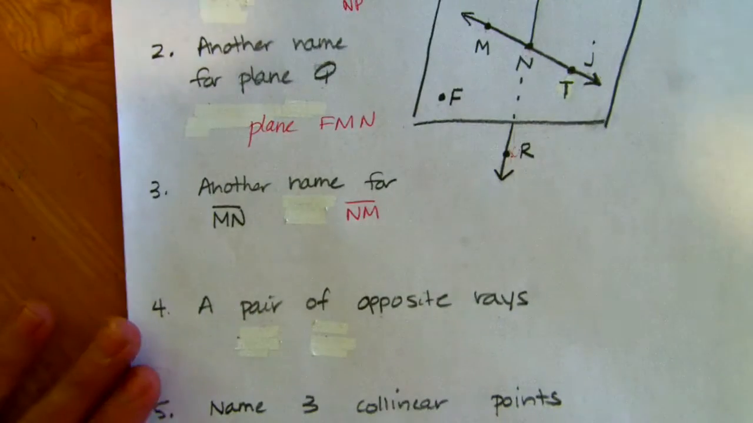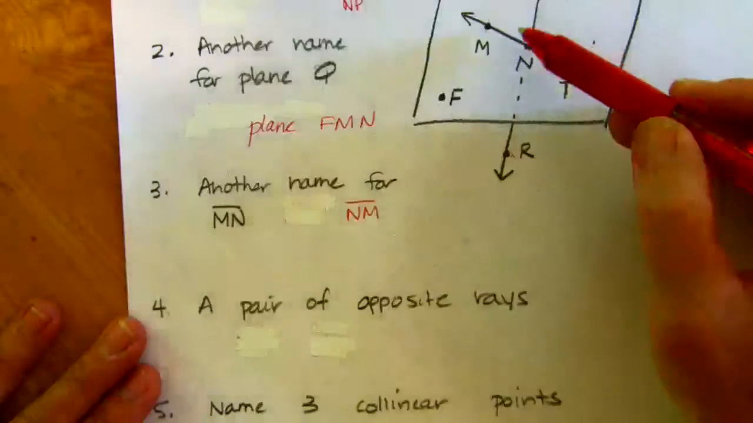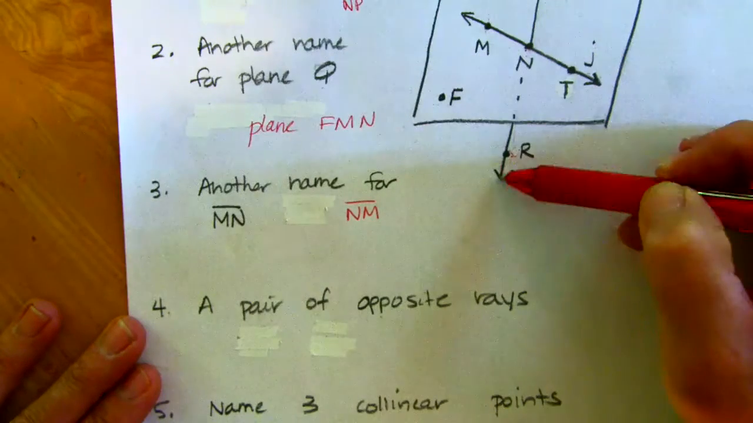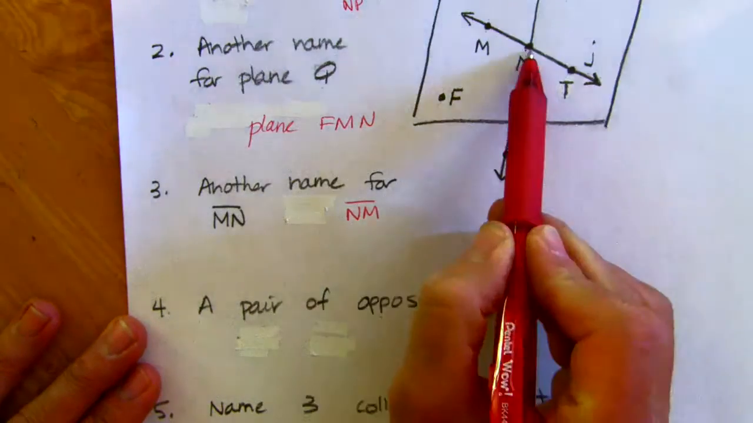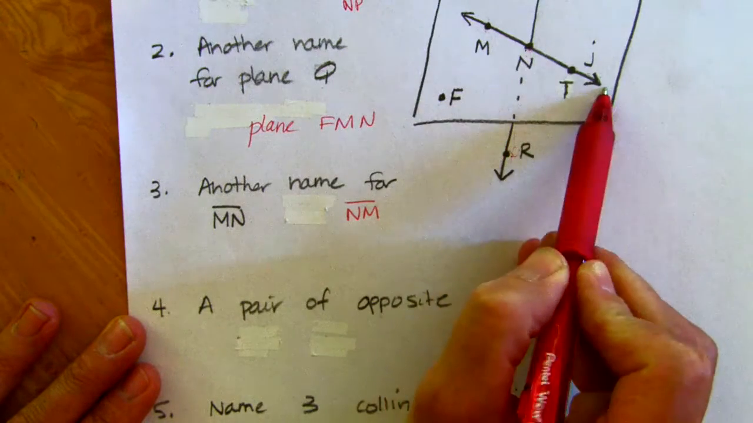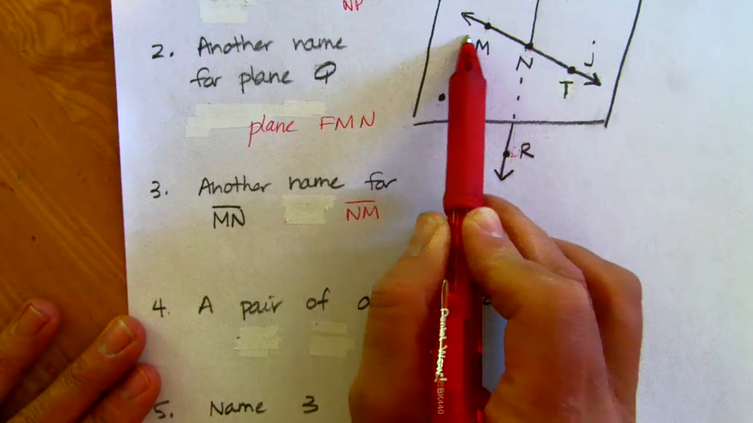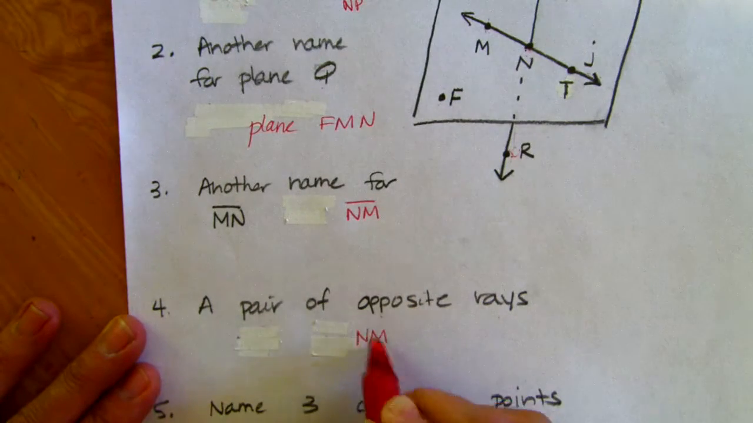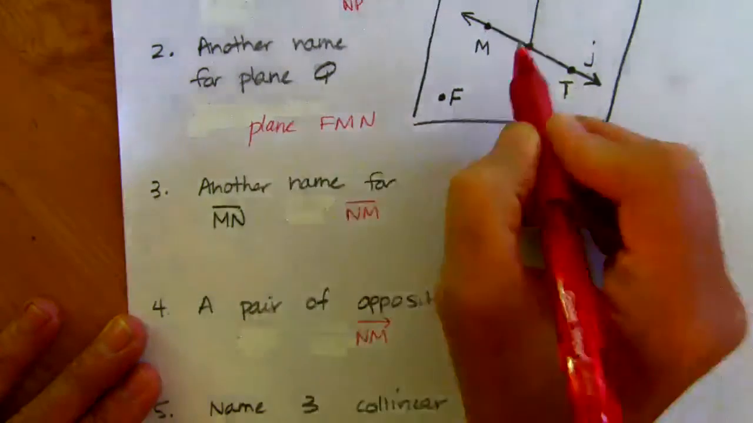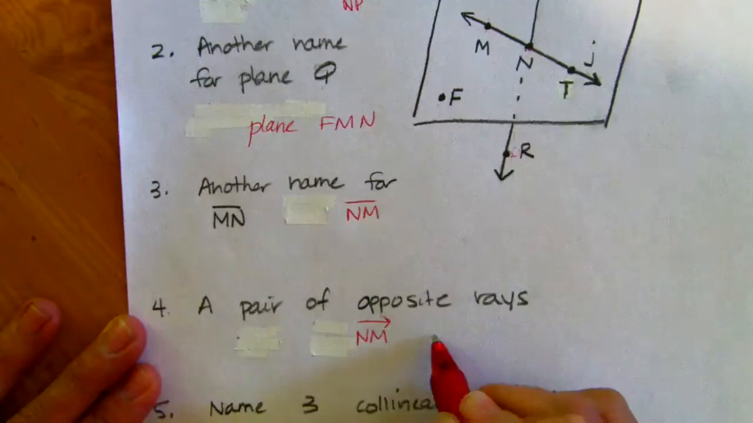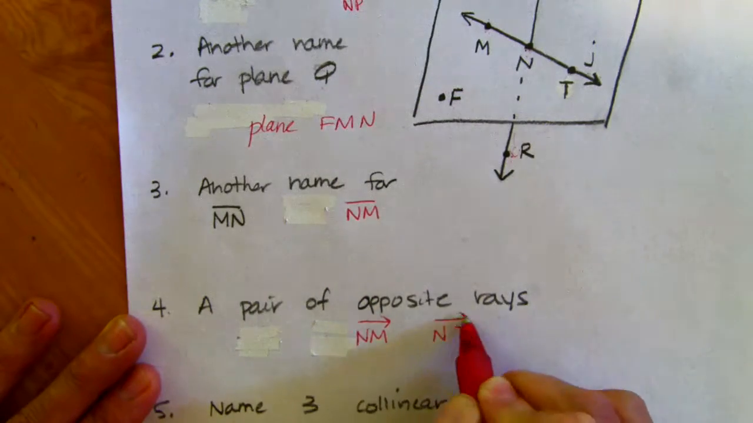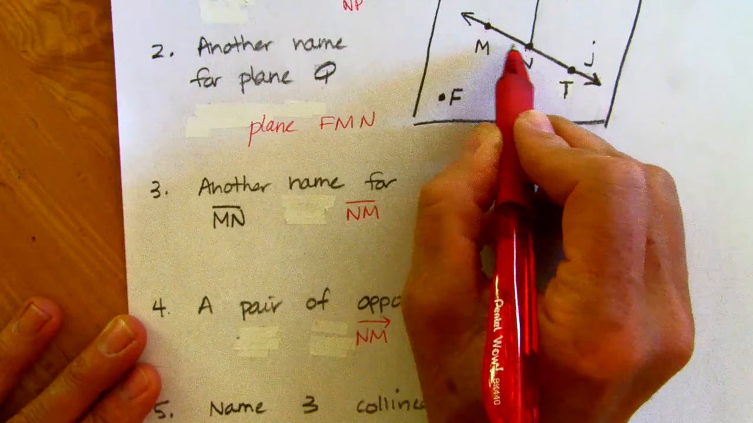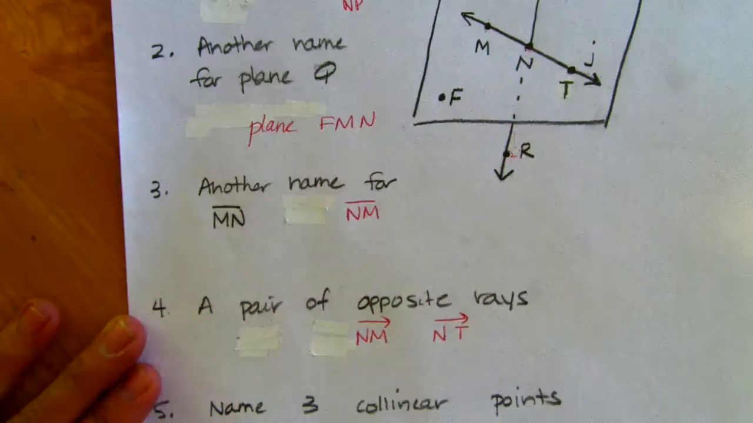A pair of opposite rays. A ray starts at one point and heads in one direction. I could start at N and go towards T, and I could start at N and go towards M. So a pair of opposite rays would be starting at N and heading towards M, and then starting at N and heading towards T. Those are opposite rays.